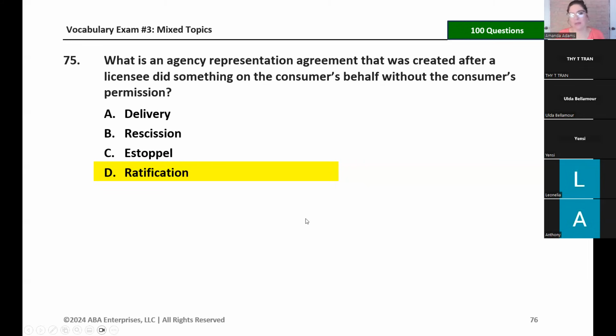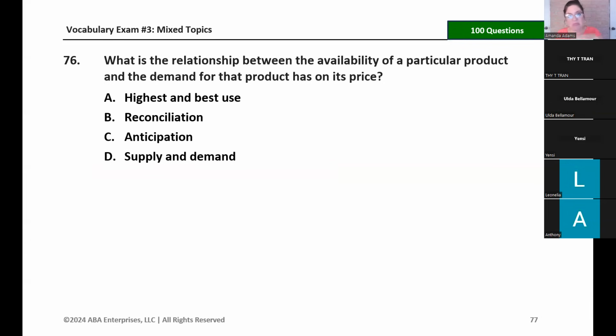Estoppel and ratification are very odd concepts. I had to watch some prep agent videos on those two concepts myself because I didn't quite get it. Just don't ever do it in real life, okay? Don't ever do that in real life.